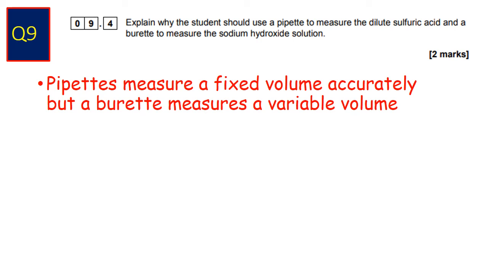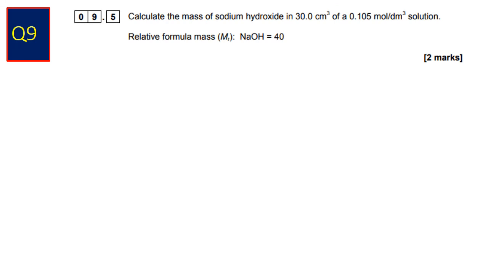Just be aware of that. So we're asked to explain why students should use a pipette to measure the dilute sulfuric acid and a burette to measure the sodium hydroxide solution. So pipettes are used to measure a fixed volume accurately, but a burette measures a variable volume. That's all you need to know. Good thing to have on a flashcard.